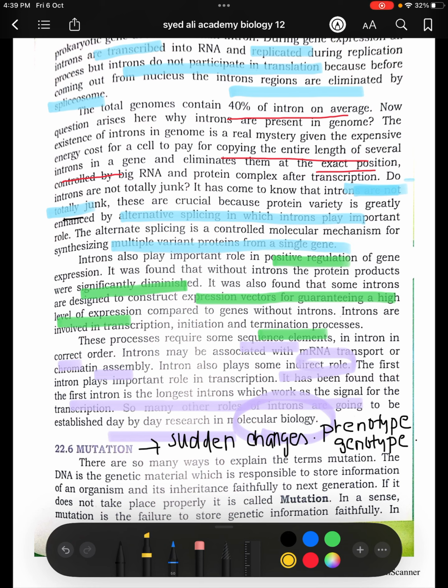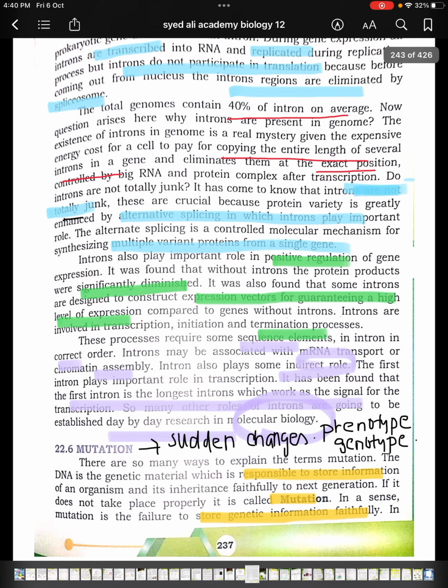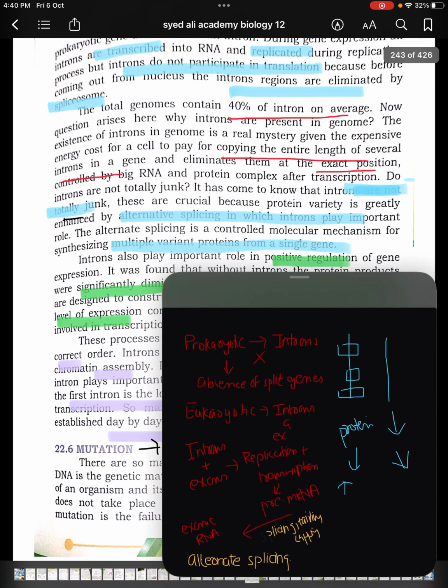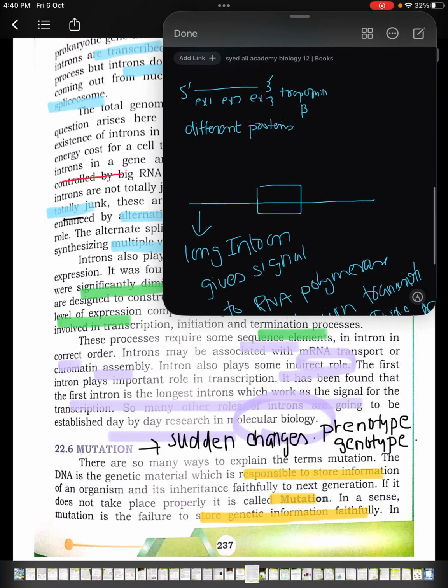So basically let's study this. There are so many ways to explain the term mutation. The DNA is the genetic material which is responsible to store information of an organism and its inheritance faithfully to the next generation. If it does not take place properly, it is called mutation. In a sense, mutation is a failure to store genetic information faithfully. If our cells are unable to store the genetic information faithfully, or you can say completely, then that is known as mutation. Now for that you need to remember three things.